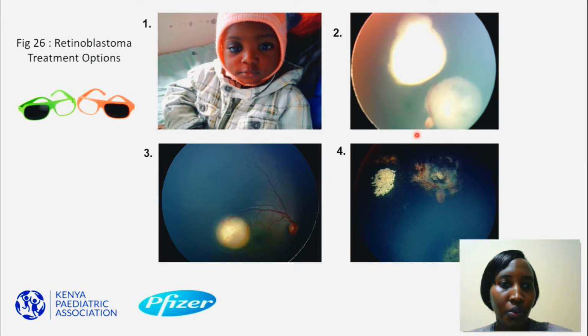Figure 2 and 3 show early stages of retinoblastoma, and these are the cases where, if found, you can be treated using laser or cryotherapy. And figure 4 shows regressed tumor, where the tumor masses have been treated and what is remaining now are scars. There is no active tumor.